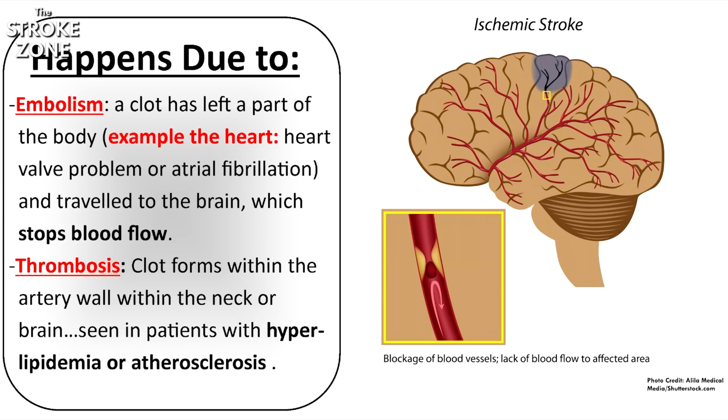And another type that can happen is a thrombosis type of ischemic stroke. And this happens when a clot forms within the artery wall within the neck or the brain. And this is seen in patients with hyperlipidemia, high cholesterol, or atherosclerosis.